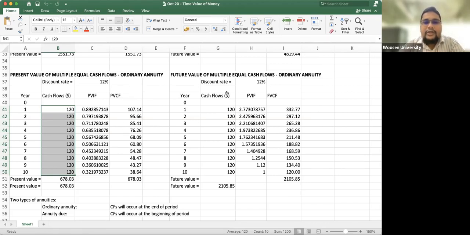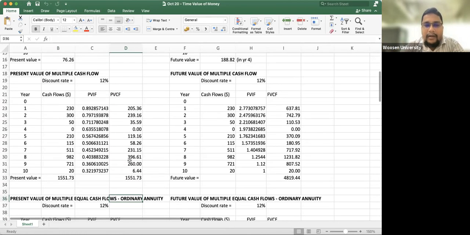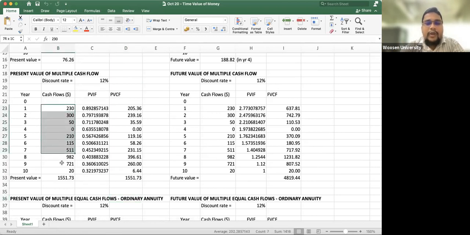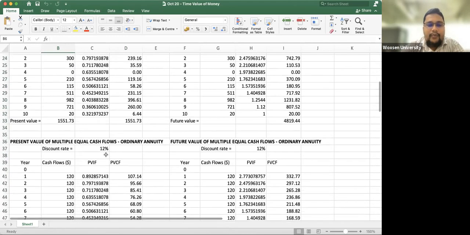Okay, so there are two types of annuities. We'll talk about that later. But normally, by annuity, we mean the ordinary annuity. That means the cash flows will occur at the end of the year. So you can calculate the present value using the same manner of calculating the present value of unequal cash flows in different years. You can use the same structure, same process, no problem with that.